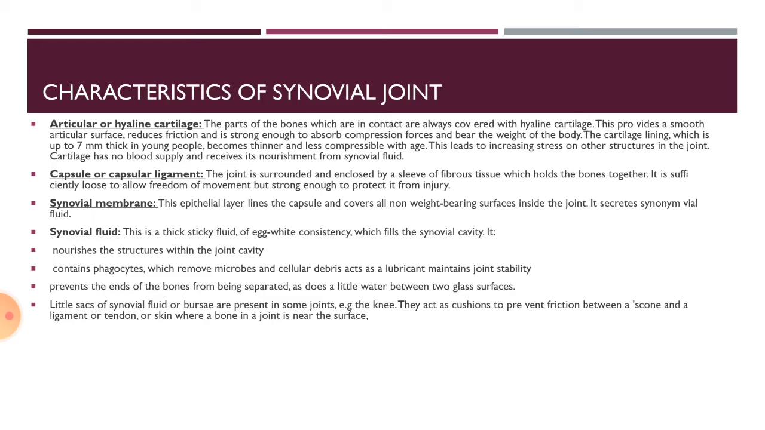cartilage. It contains phagocytes which remove microbes and cellular debris, acts as a lubricant and maintains the joint stability, and prevents the ends of the bones from being separated, as does a little water between two glass surfaces. Little sacs of synovial fluid, or bursae, are present in some joints, for example the knee, and they act as cushions to prevent friction between the ligament or tendon or skin where a bone in a joint is near the surface.